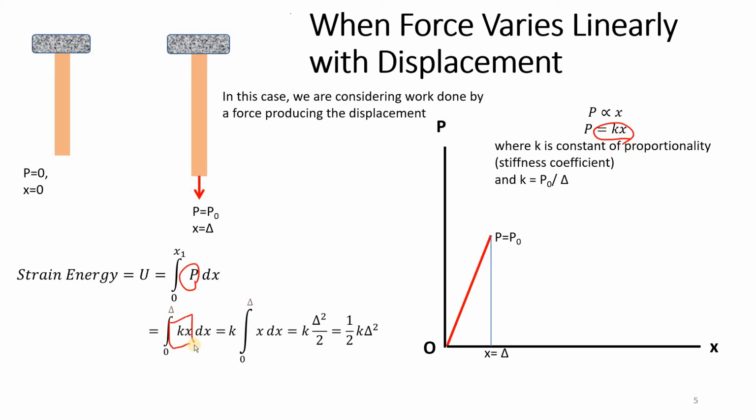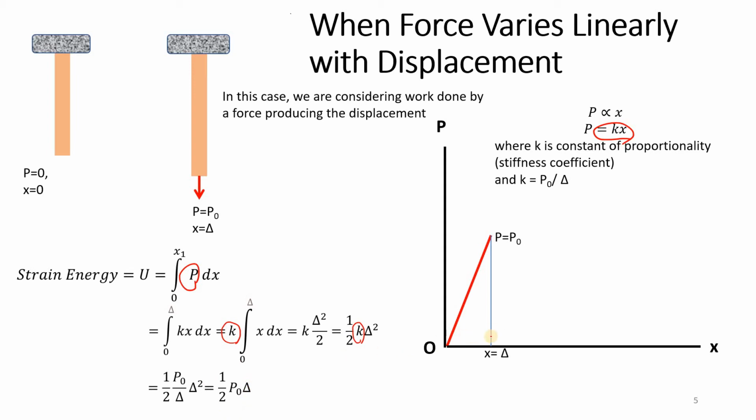So P is replaced by Kx. Now K is a constant with respect to X. K, as I said, is a constant, so it can be taken out of the integral, and this integral can be solved to be x squared by 2. Then you can apply the limits and you will get delta squared by 2, and then you can rewrite it as half K delta squared. Now this K can be written back in terms of P naught over delta, because K is just the slope of this diagram, P naught over delta. So making this substitution, K is replaced by P naught over delta from this equation. We can then see that delta and delta squared simplify to half P naught into delta.